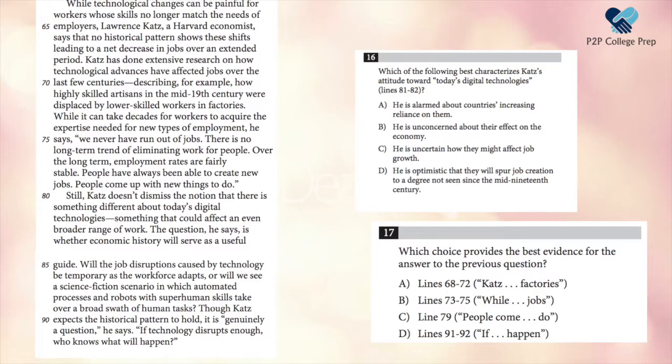And if we look at the lines that show this uncertainty or him not knowing, we should choose D because he asked in lines 91 and 92, if technology disrupts enough, who knows what will happen? So 17 is D.